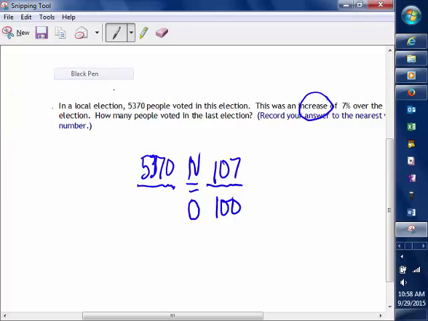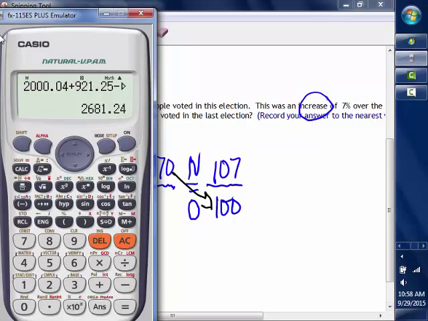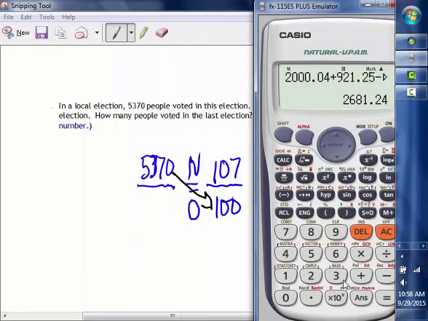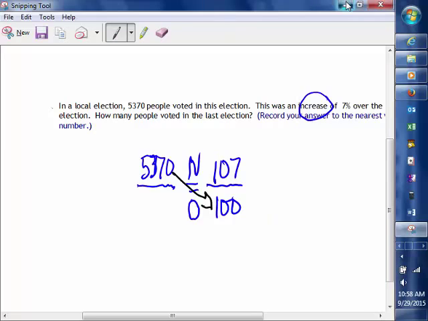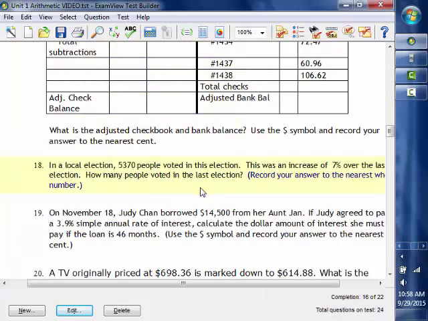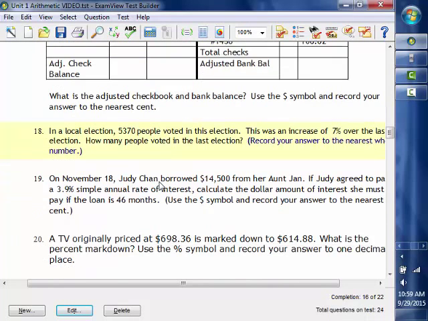So now we're going to cross multiply and divide. So we get 5370 times 100 divided by 107 is 5019, because you want to round it to the nearest whole number, which makes sense because fewer people voted in last election.